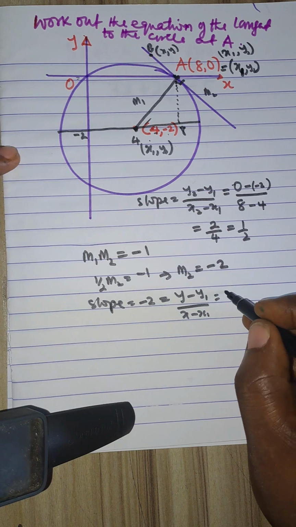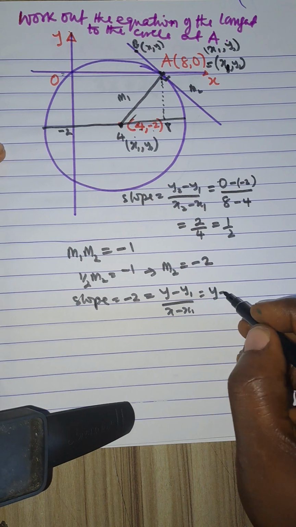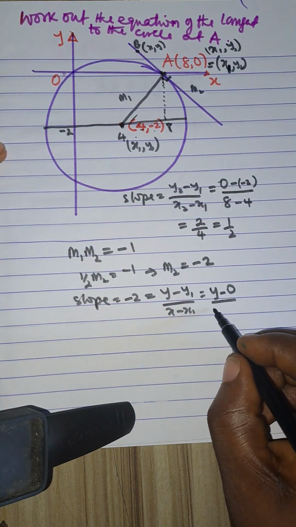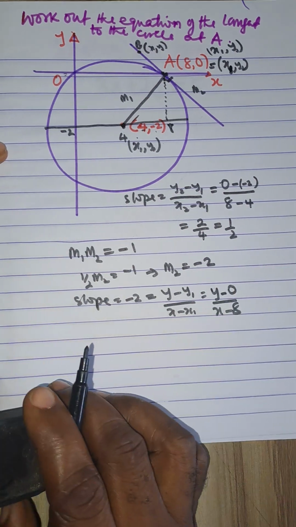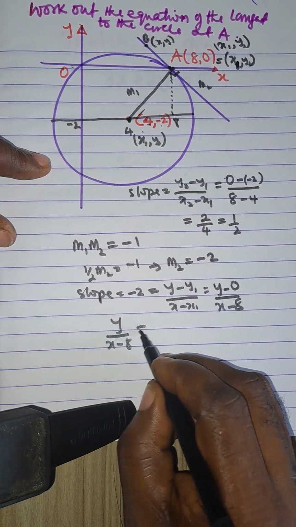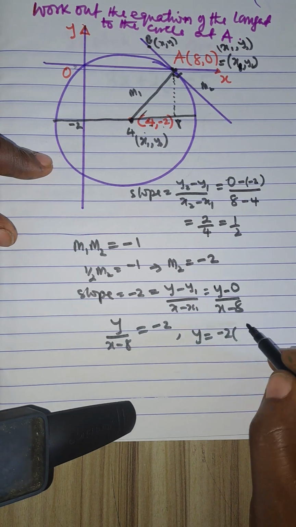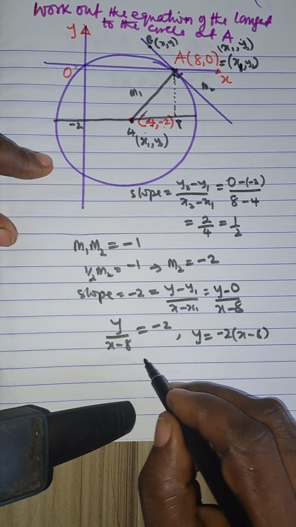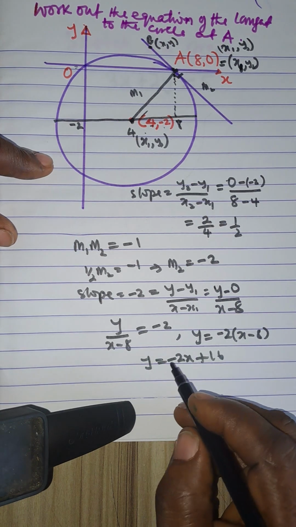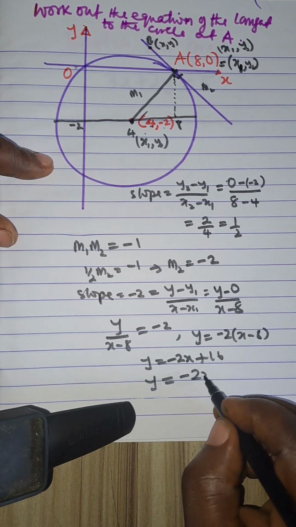Now it will give us y minus 0, because y at this point is 0, all over x minus 8. So we have y over x minus 8 equals -2. So y will be -2 into x minus 8. So y equals -2x plus 16. So the equation of the tangent will be y equals -2x plus 16.